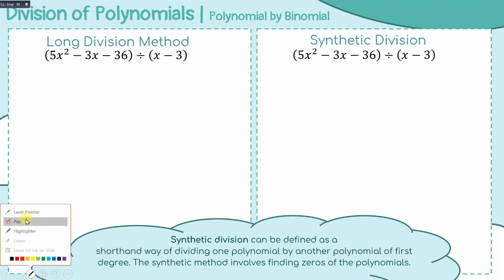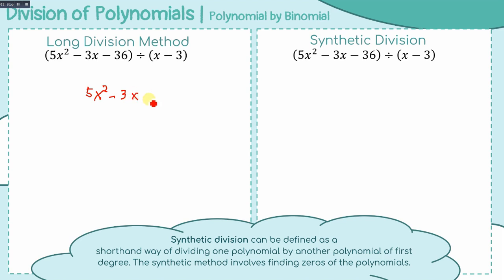In the long division method, we must make sure that our polynomial is arranged in descending order, meaning we arrange it based on the power of the exponent. In this case, 5x squared minus 3x minus 36 is the dividend, and the divisor would be x minus 3. So to show you that, we use the concept of long division: 5x squared minus 3x minus 36, divided by x minus 3.